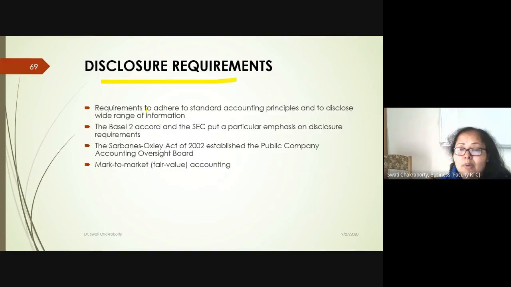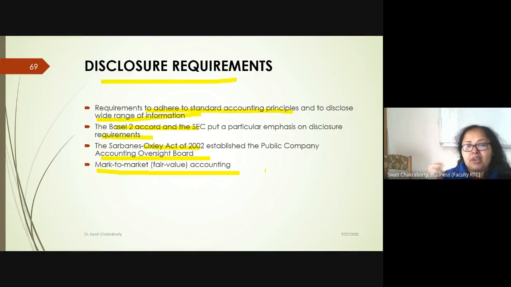These are requirements which would help to abide by standard accounting principles and also to disclose a wide range of information, right? The Basel II Accord and the Securities and Exchange Commission have put an emphasis on disclosure requirements, right? We also have the Sarbanes-Oxley Act of 2002, which established the Public Company Accounting Oversight Board. We also have mark-to-market or fair value accounting, where the value of the assets should be based on the market value.